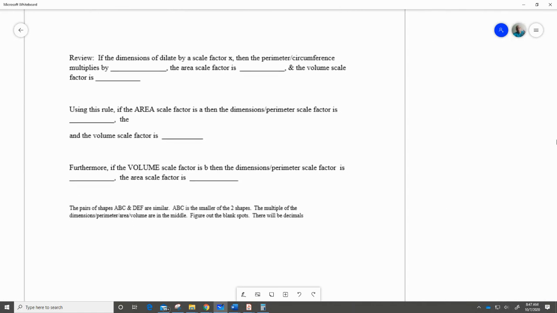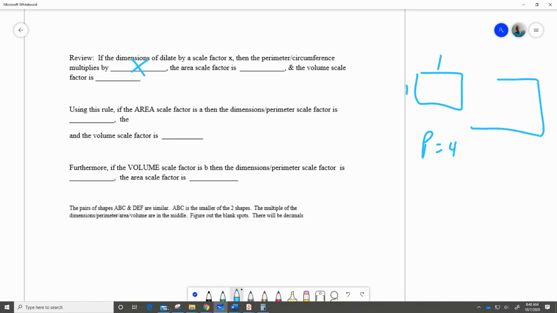So for a review, let's say we have a shape that is dilated by a scale factor of x, whatever the scale factor is. The perimeter and the circumference will also multiply by x. Again, this goes back to our unit 1 stuff, to where if we have a square that's 1 by 1, we know the perimeter is equal to 4, right? If we dilate that square by a scale factor of 2, so now it's 2 by 2, the perimeter is 8, so the perimeter also dilated by 2.